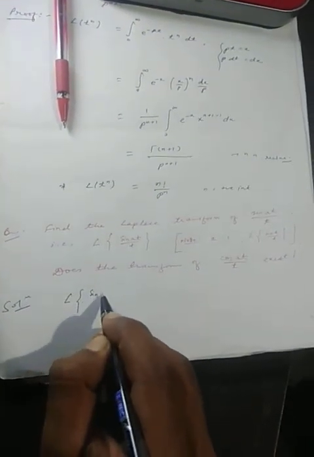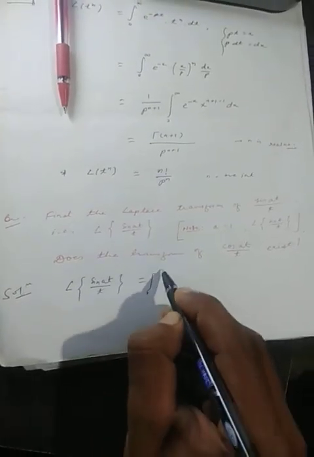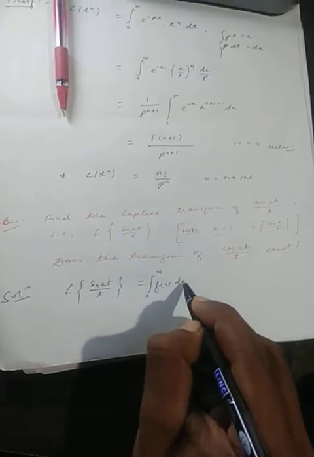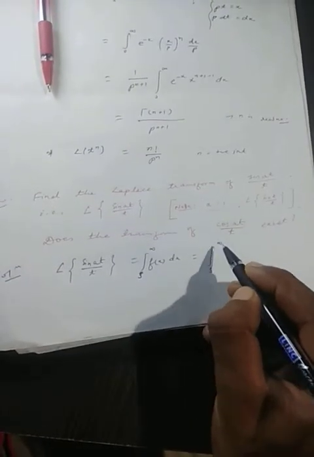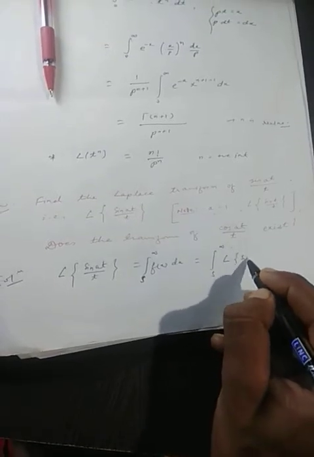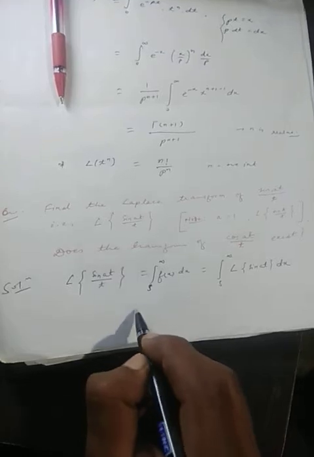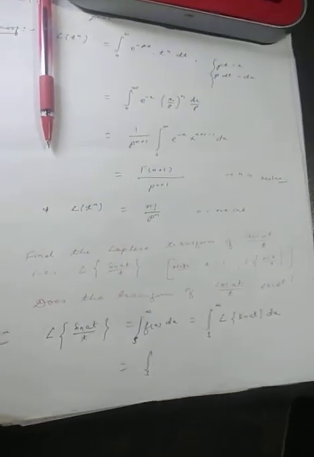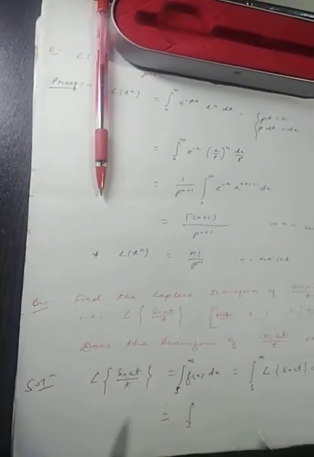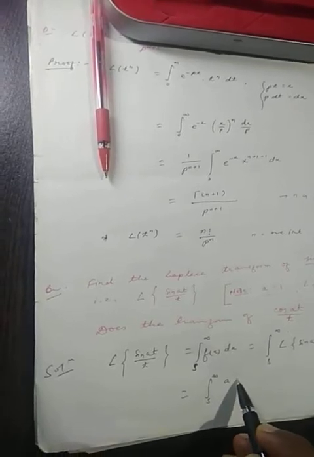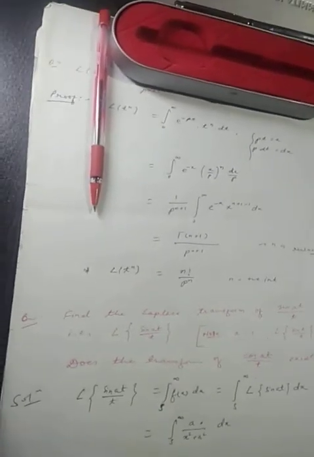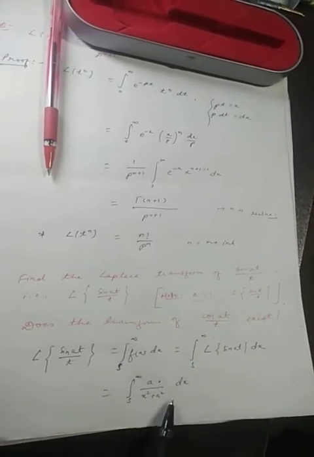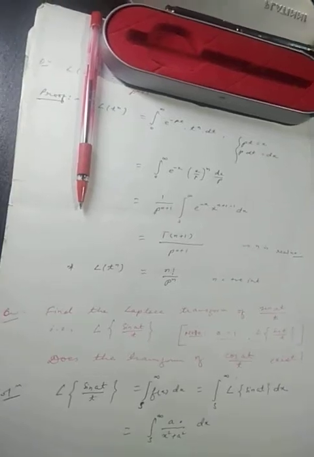So the Laplace transform of sin at upon t is nothing but the integral from s to infinity of the Laplace transform of sin at dx, which equals the integral from s to infinity of a upon x square plus a square dx. You know friends, the Laplace transform of sin at is nothing but a upon x square plus a square. So I am just using the definitions to solve the problem, and this is not rocket science.